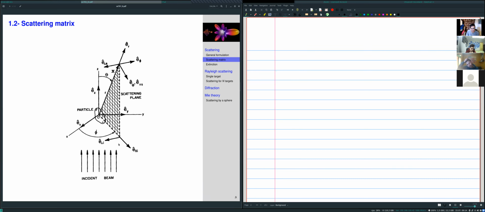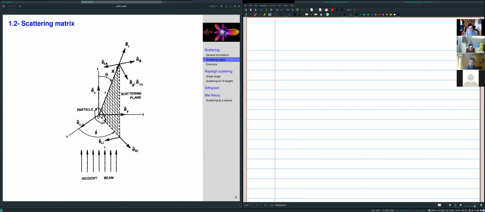Of course these are vectors, so you must think of this E parallel and E perpendicular. Hold on a second. All right. This is one important detail to remember here.